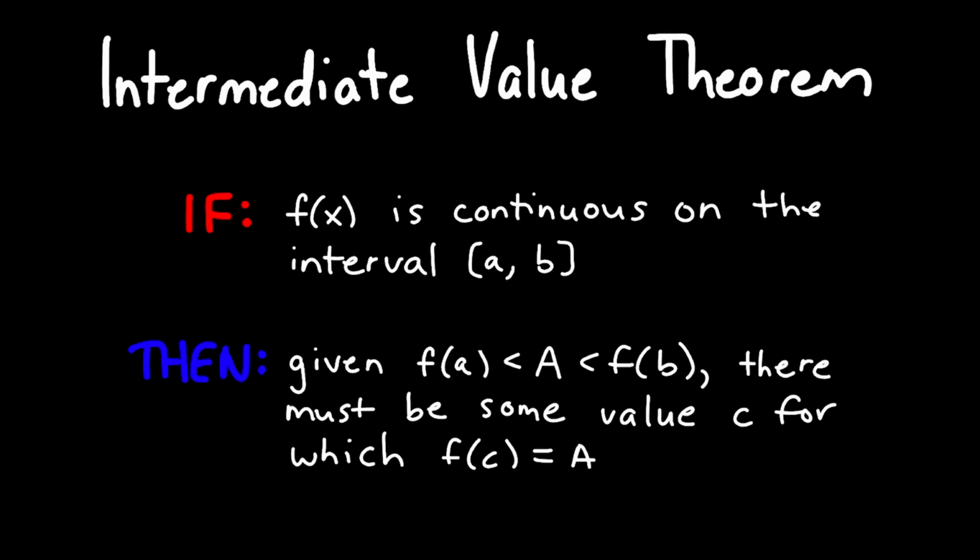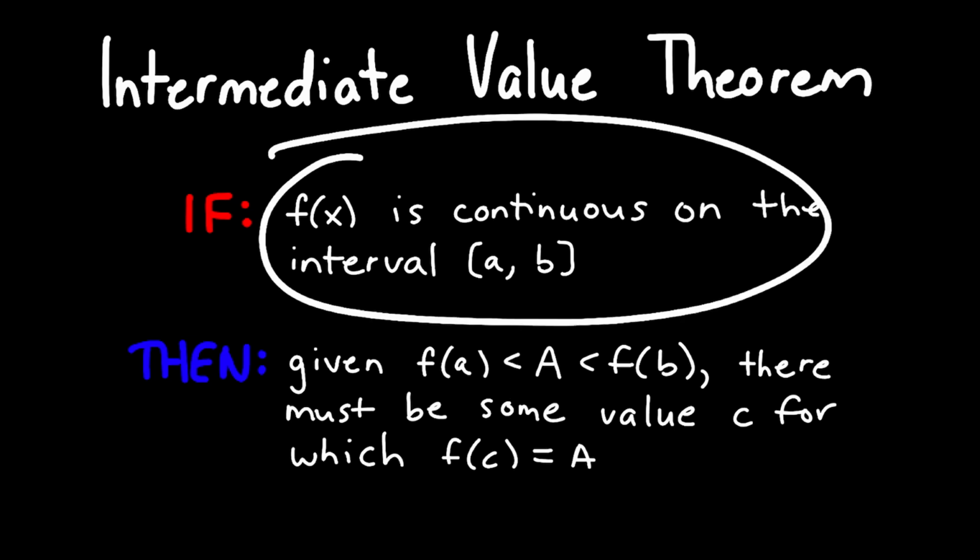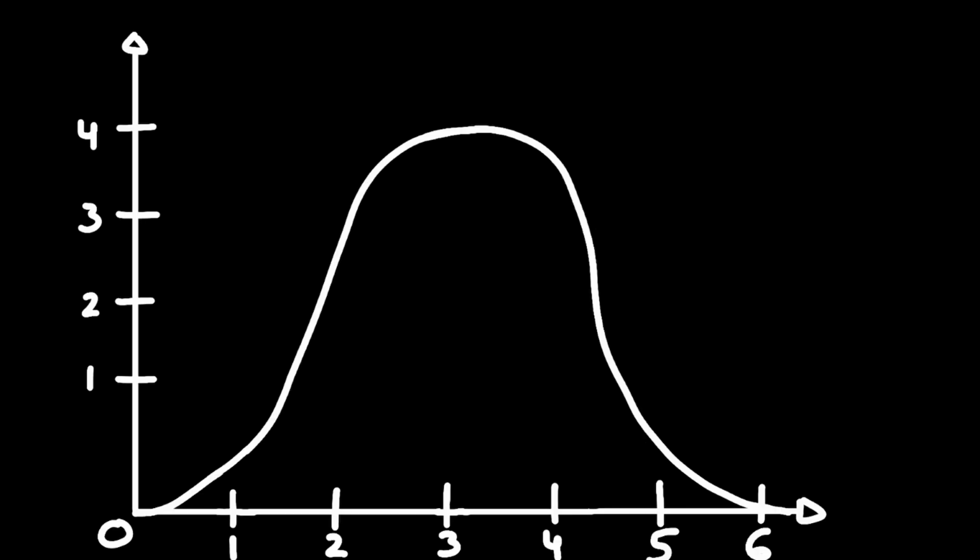To break this down, this is saying that whatever the y values of these two boundaries a and b, there must be some y value between them as long as the function is continuous. So once again, it's really useful to look at a graph to explain this theorem.